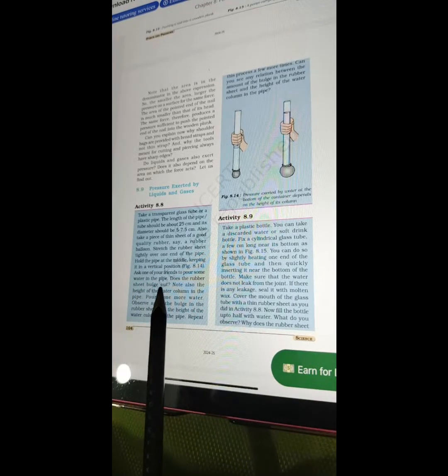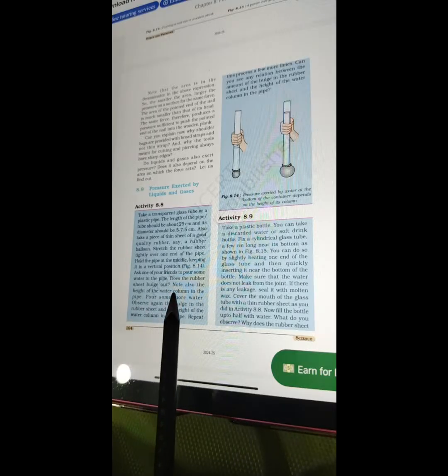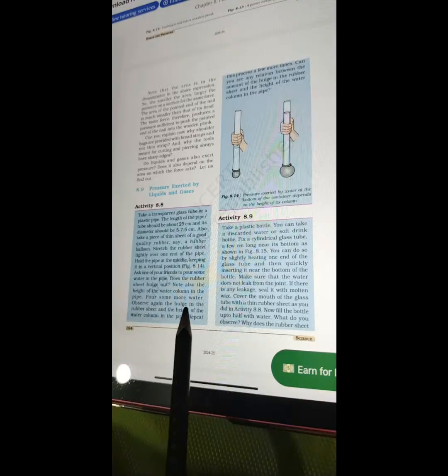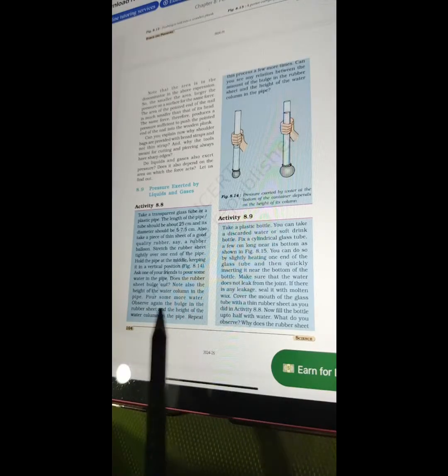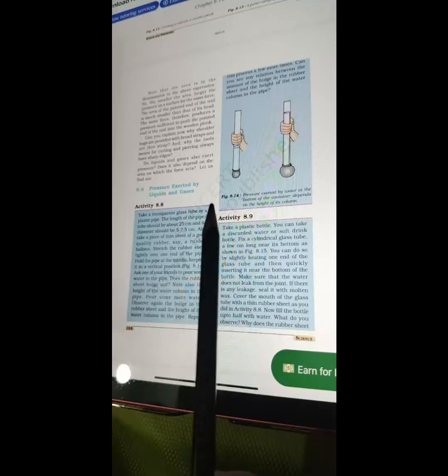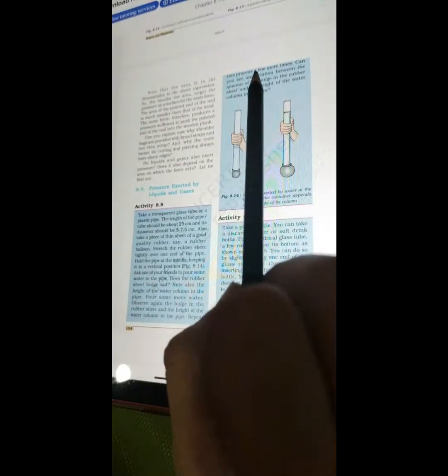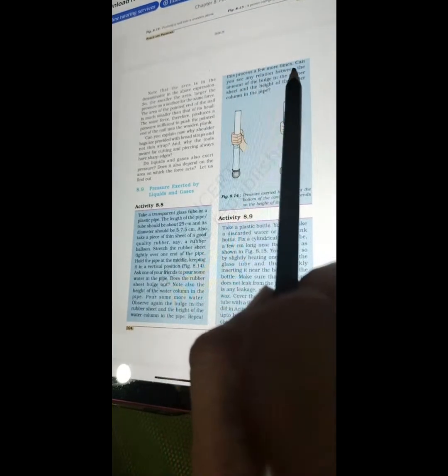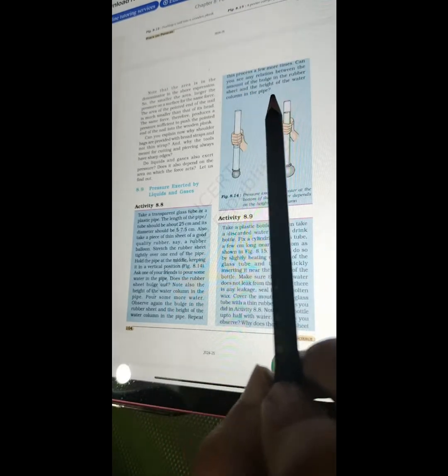Does the rubber sheet bulge out? Note also the height of the water column in the pipe. Pour some more water. Observe again the bulge in the rubber sheet and the height of the water column in the pipe. Repeat this process a few more times. Can you see any relation between the amount of the bulge in the rubber sheet and the height of the water column in the pipe?